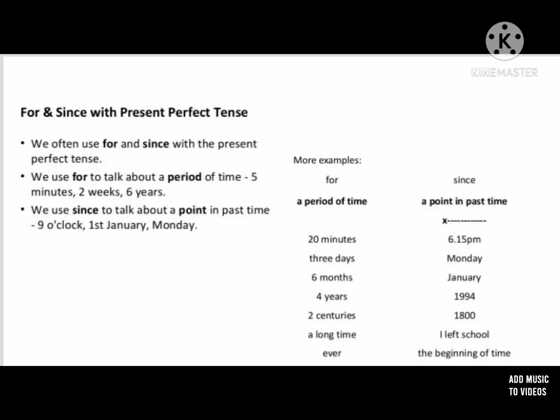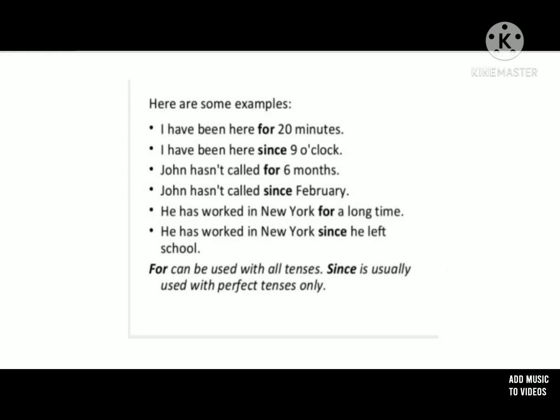Now let's have a better understanding on how to use for and since with present perfect tense. We often use for and since with the present perfect tense. We use for to talk about a period of time, that means duration or how long. For example, for 5 minutes, for 2 weeks, for 6 years. We use since to talk about a point in the past. For example, since 9 o'clock, since 1st January, since Monday. And also I have given you more examples that can be used with for and since. Now let's have a look at these examples.